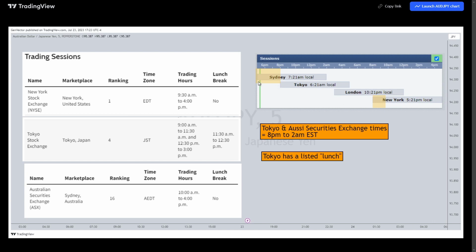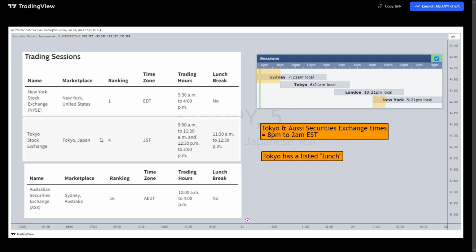Applying the same thing and using the Tokyo Stock Exchange trading hours and the Australian Securities Exchange trading hours, the Sydney and Tokyo markets also have a pre-market time. I'm going to prove why 6 to 8 p.m. is considered pre-market time.